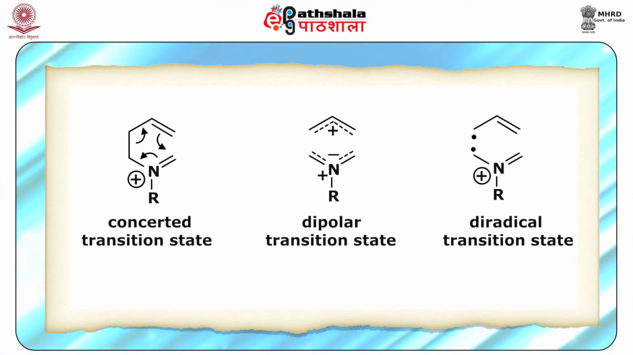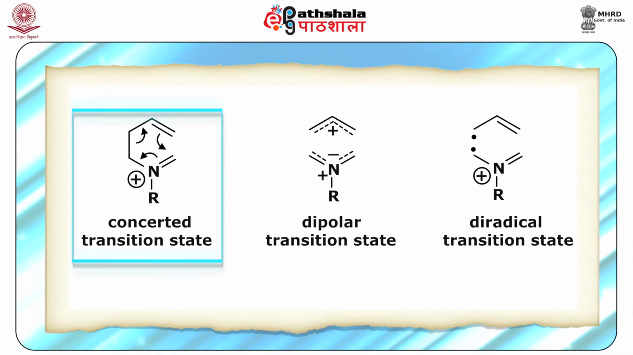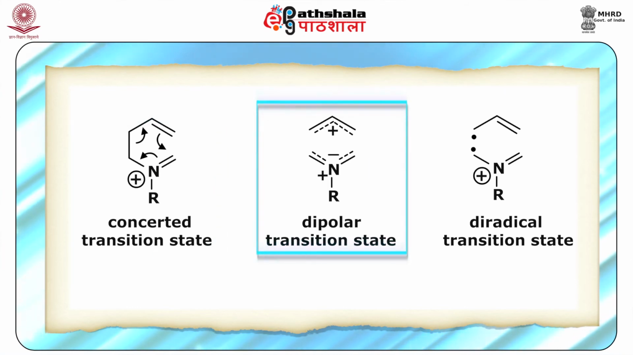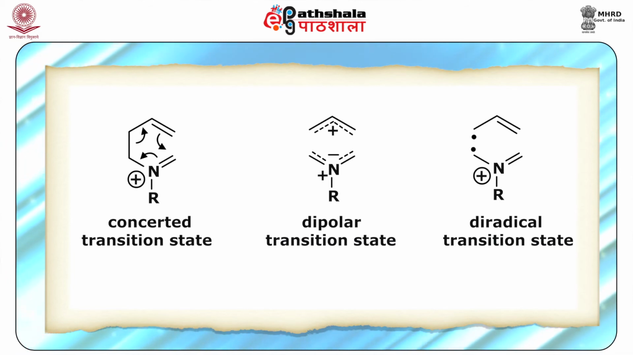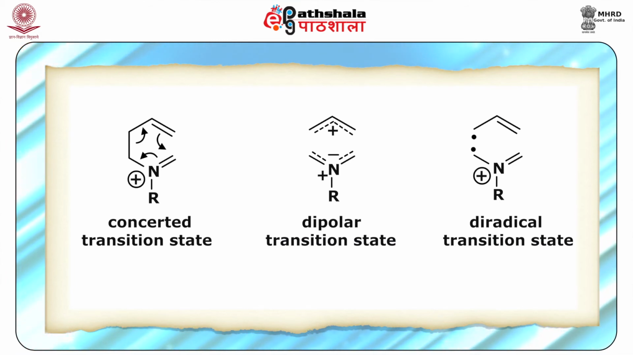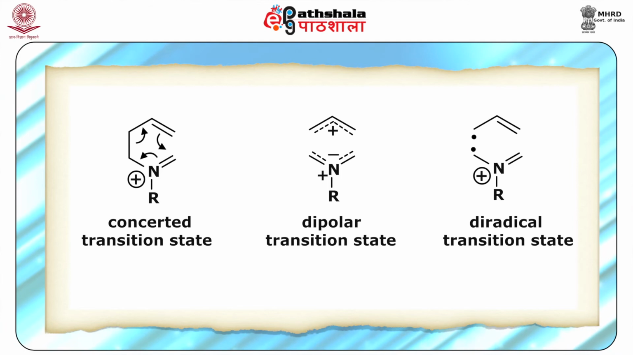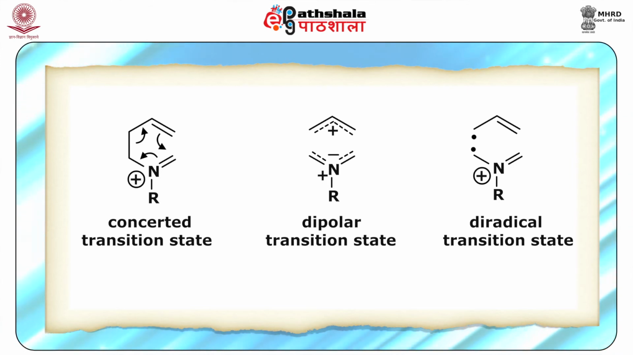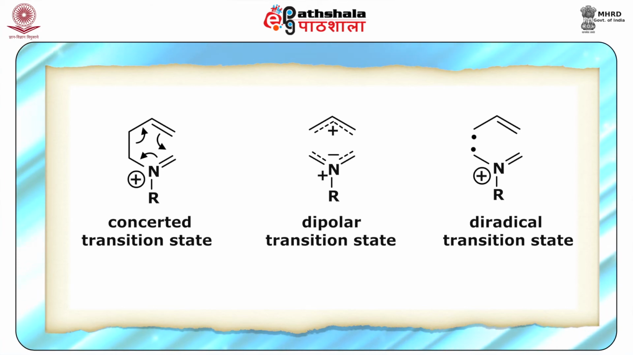As you can see, the first is a concerted transition state. The second structure shows a dipolar transition state, and the third structure shows a diradical transition state. The synthetic utility of cationic 2-aza-Cope rearrangement arises when it is coupled with Mannich cyclization reaction to produce acyl substituted pyrrolidines. The pyrrolidines are important precursors for natural products like alkaloids.